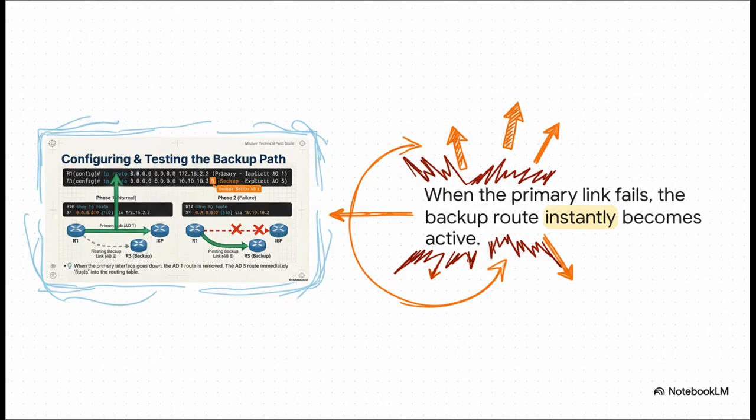And here is where the magic happens. Look at phase 1. Everything's running normally. The routing table clearly shows the primary path with its AD of 1. But when that link fails, that AD 1 route just vanishes from the table. And instantly, the backup route with the AD of 5 floats up to become the new active route. The failover is completely automatic. It's just an incredibly elegant way to build redundancy into your network.